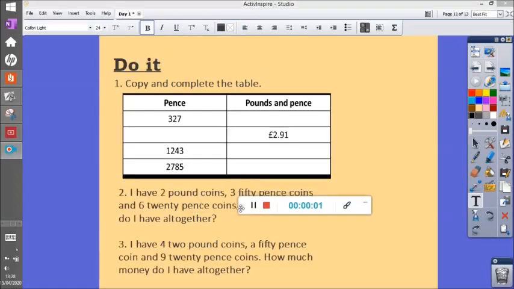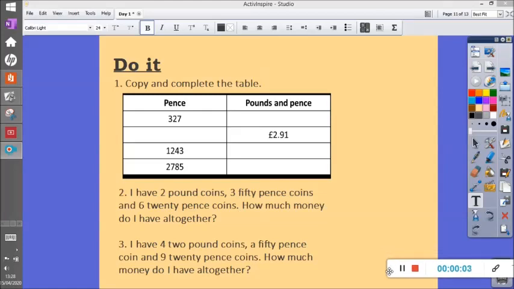Okay guys, for your do it today in your books, I would like you to copy and complete this table. In one column you've got the pence: 327 pence, 1,243 pence and 2,785 pence. I'd like you to write them as pounds and pence, using the decimal point. On this side I've given you £2.91 and I'd like you to write it as pence. I'm hoping we should all be able to do that.